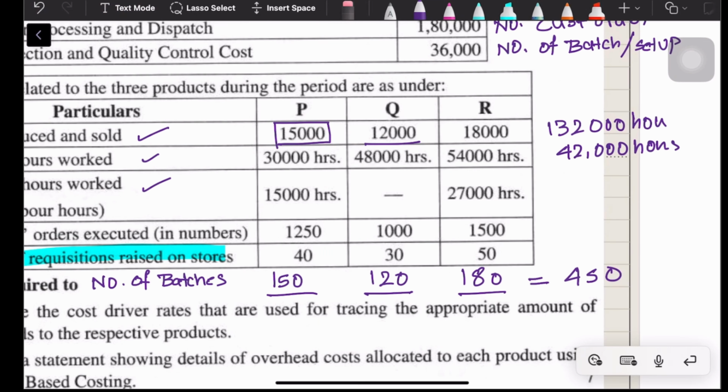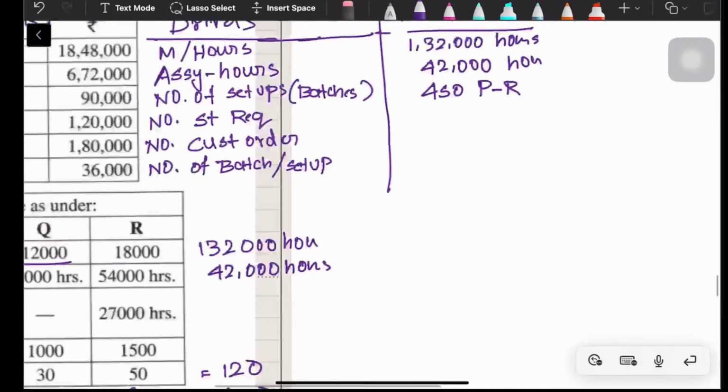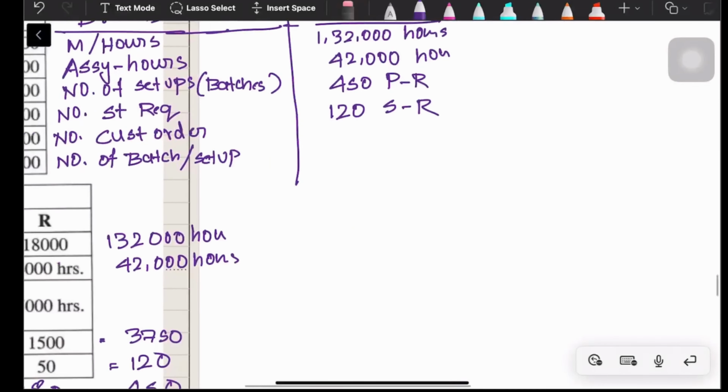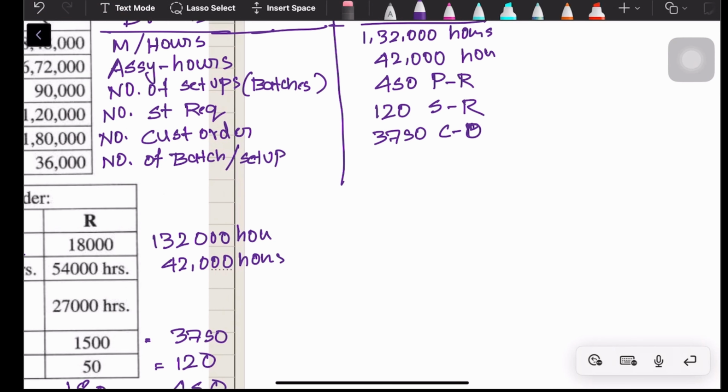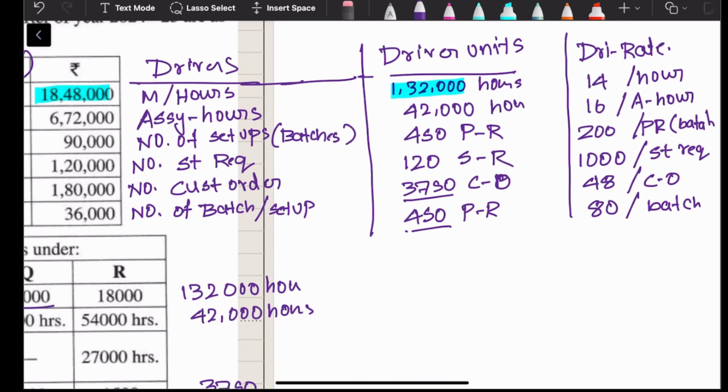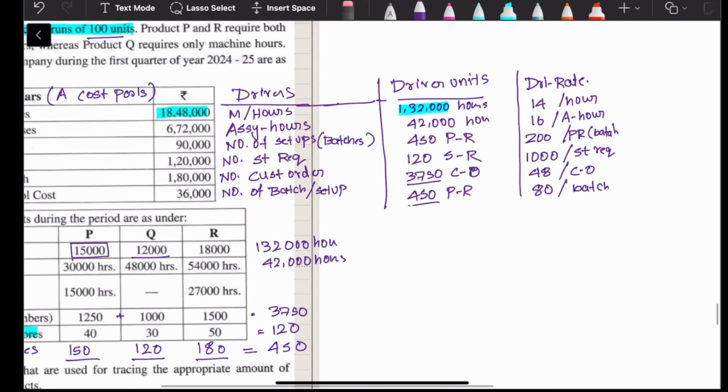Number of store requisitions is 40 plus 30 plus 50, 120. Then total number of customer orders executed is 350. The last one is again number of batches, 450 production runs. Now next step is calculation of driver rate. This is obtained by dividing the total cost of the activity by total driver units. Now we have got all the driver rates for all 6 types of activity.